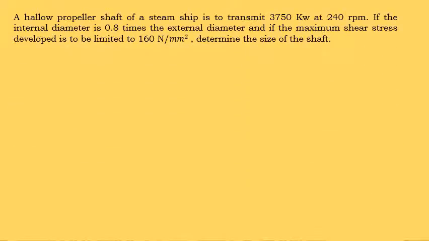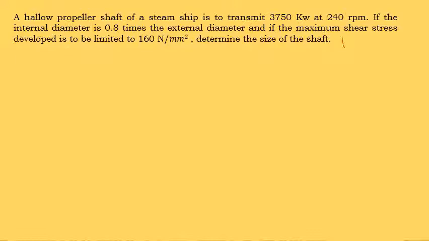So our next problem is a hollow propeller shaft of a steamship is to transmit 3750 kilowatt at 240 rpm. If the internal diameter is 0.8 times the external diameter, and if the maximum shear stress developed is to be limited to 160 Newton per millimeter square, determine the size of the shaft.